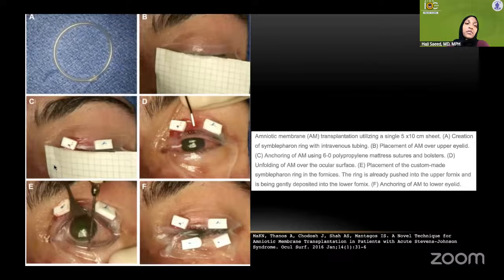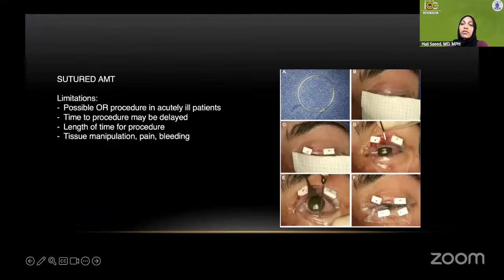So you can see here, this is a patient with acute SJS. The amniotic membrane is secured with bolsters to the superior eyelid skin. Amniotic membrane is draped over the surface, a symblepharon ring is inserted, and then the inferior margin is secured with amniotic membrane. But there are some limitations with this.